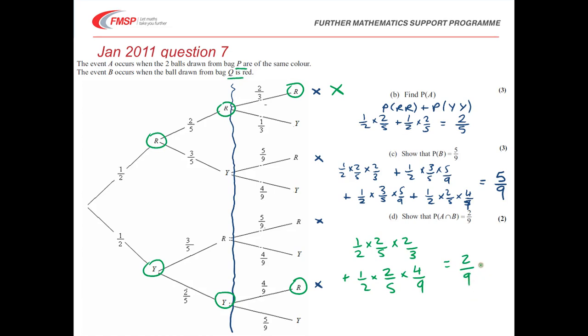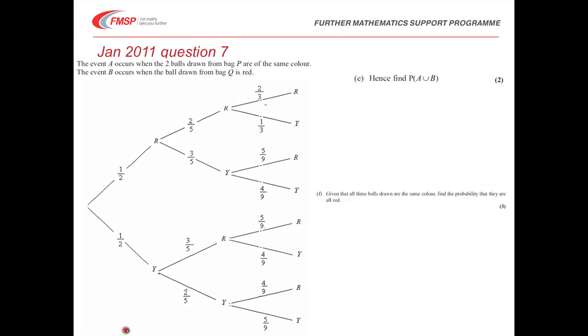You get a method mark for identifying both cases this time. If I'd seen you write RRR plus YYR, you'd get a method mark because you've clearly identified that you're dealing with 2 cases here. Then by writing out the probabilities and calculating it, you're getting the correct answer. So don't assume independence unless you are told that they're independent. Don't assume.